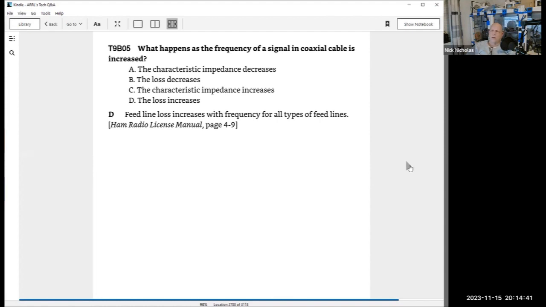What happens as the frequency of signals in a coax cable is increased? Well, if you increase the frequency going through a coax, its losses increase. Coaxes are rated by the frequency for loss. So when you see a frequency chart for coax, it will give it at various frequencies. A coax that might work really well in the HF band might be miserable in VHF. And a coax that works really good in VHF might be miserable in the microwave region.